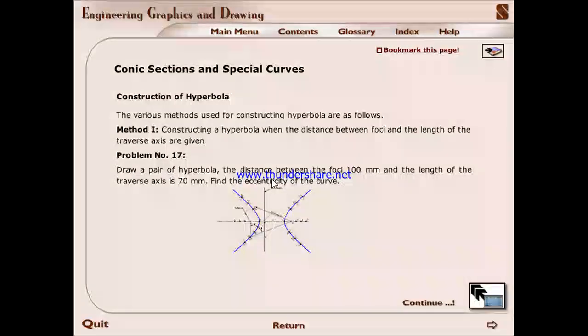Method 1. Construction of hyperbola when the distance between foci and length of the transverse axis are given. Problem number 17. Draw a pair of hyperbolas where the distance between the foci is 100 mm and the length of the transverse axis is 70 mm. Find the eccentricity of the curve.